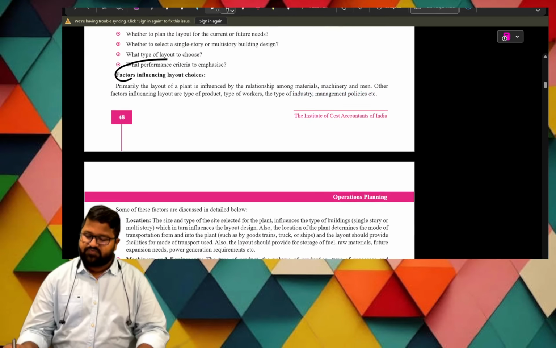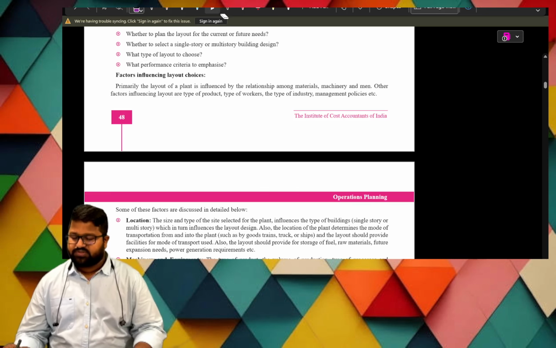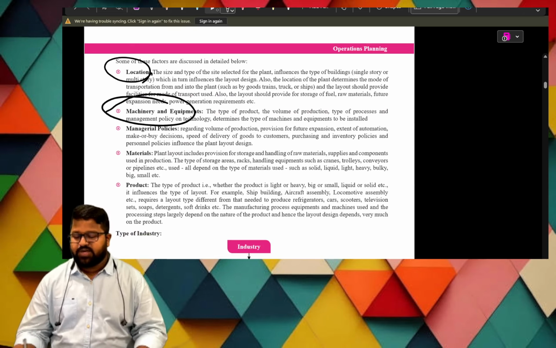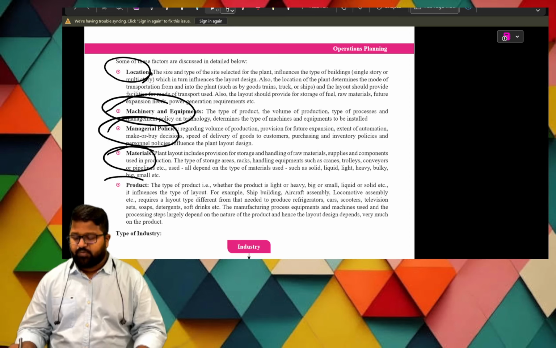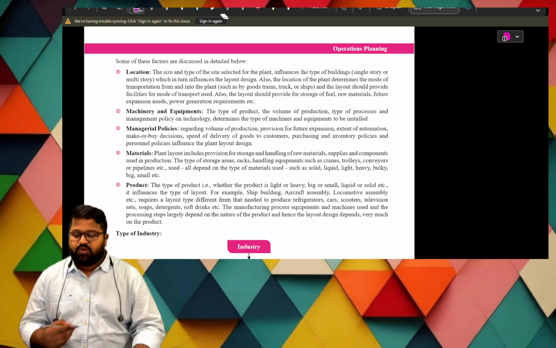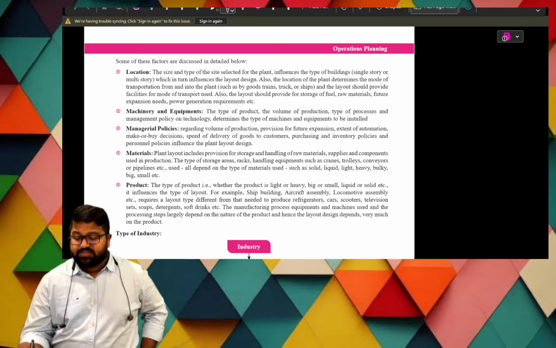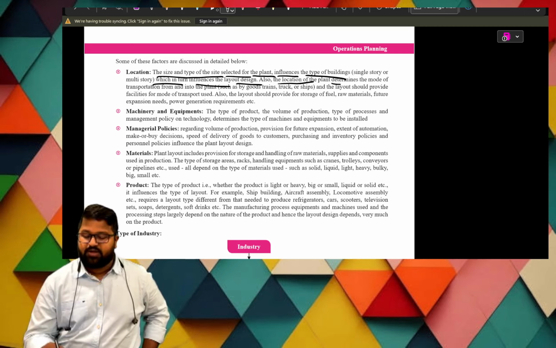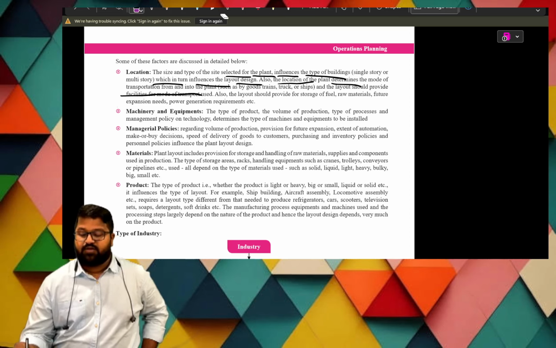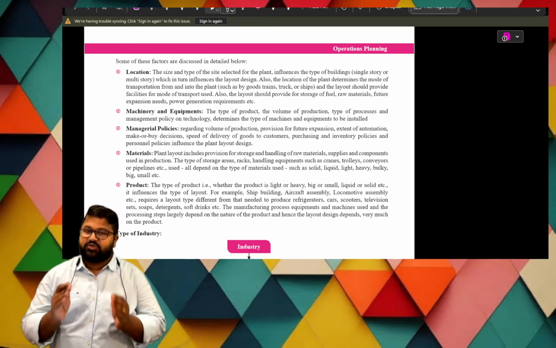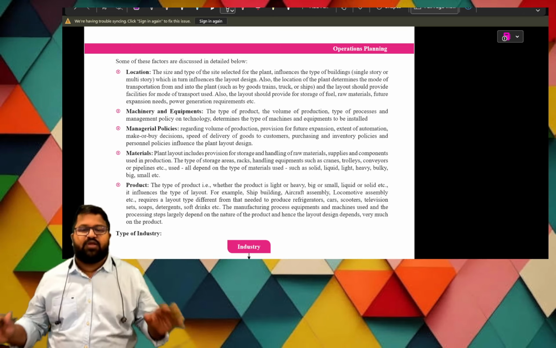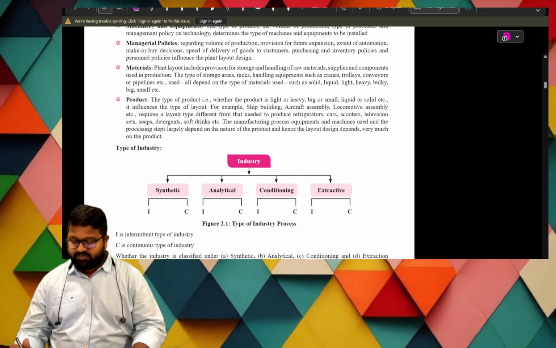Factors influencing layout choice are also important, buddy. What are they? Location is one factor. Next, machinery and equipment, manager policies, materials, product. These are self-explanatory, buddies. The size and type of the site selected and the plan for the plant influence the type of the building, which in turn influences the layout design. Also, the location of the plant determines the mode of transportation. So how the plan should be, how the design should be, how the transportation of the material should be, all are discussed here. They are simple. You go through this theory, buddy. That will be self-explanatory. Done.